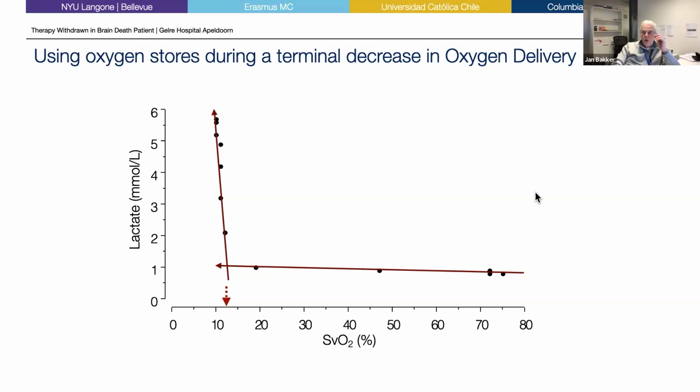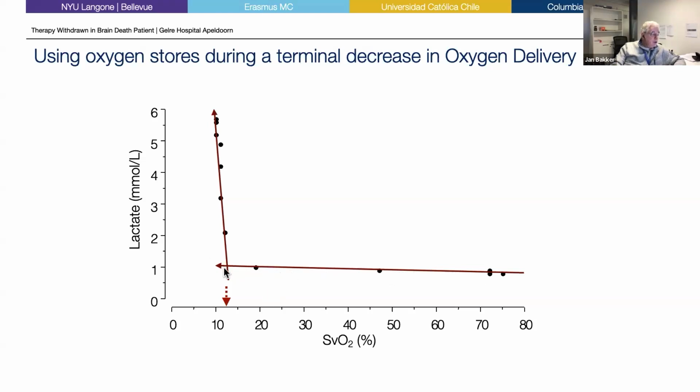That's what we did when we stopped treatment in a brain-dead patient, and we asked the family if we could do measurement of mixed venous saturation with a PA catheter and lactate. And this is what happened. We stopped the dobutamine, we stopped the mechanical ventilation. And so there was a decrease in oxygen delivery, both due to the hypoxemia, because there was no ventilation anymore, and because we stopped dobutamine, there was a decrease in cardiac output. And as you can see, gradually the central venous oxygenation drops and hardly any change in lactate.